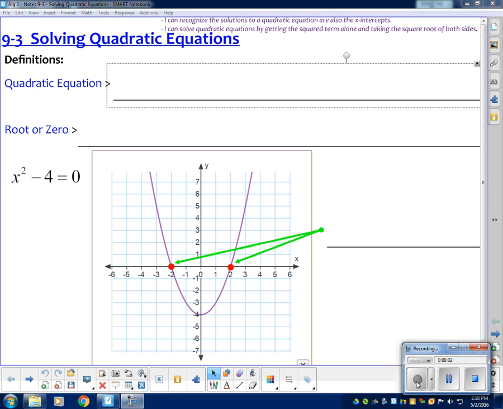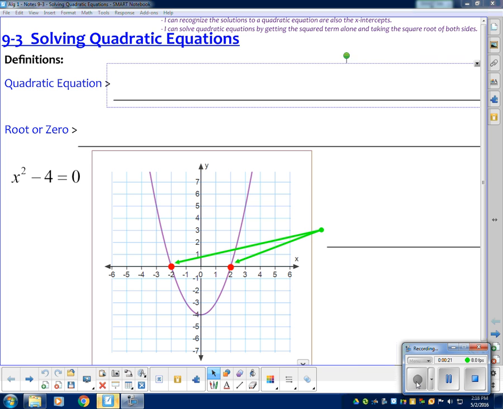Alright guys, this is the 9-3 solving quadratic equations video. Today we're going to learn how what we've been doing with factoring relates to the x-intercepts or roots of a parabola or quadratic function. So a couple definitions here, if you guys could write these down.